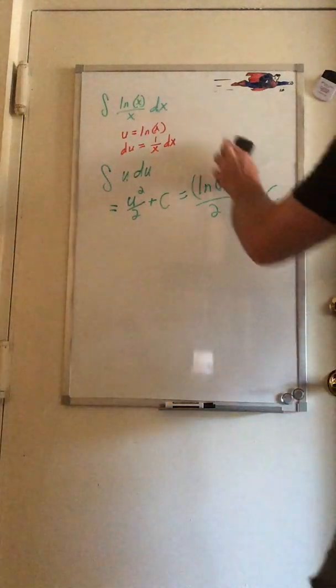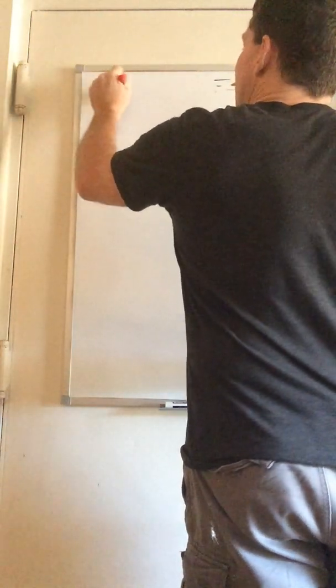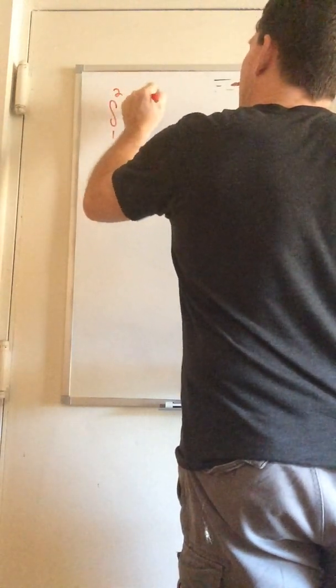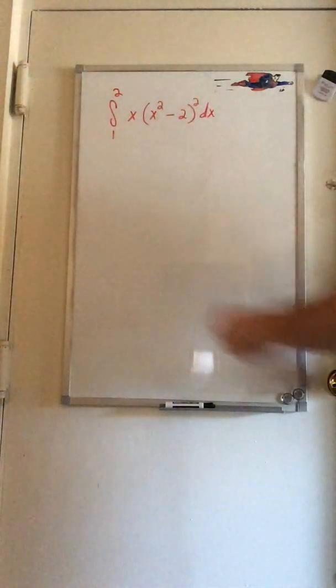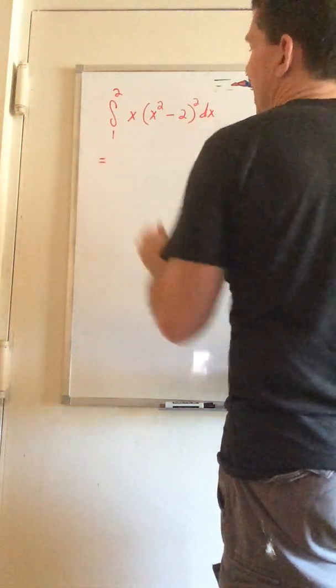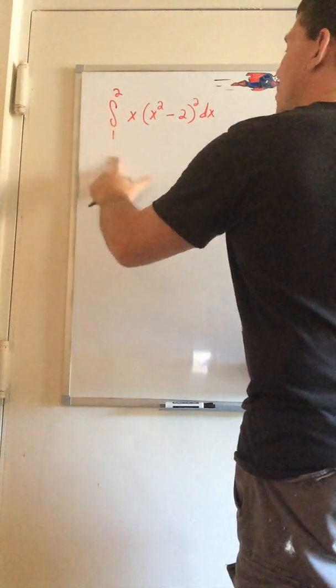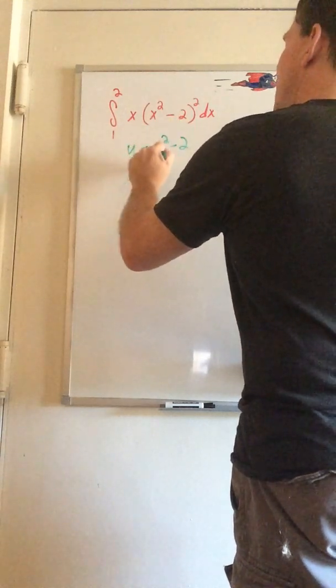Okay, good. The other thing I wanted to go over: so far we've only looked at indefinite integrals with u substitution. We want to do definite ones too, but it's pretty straightforward. Suppose I have the integral from 1 to 2 of x times x squared minus 2, quantity squared, dx. So I'm going to do u substitution here. The inside of the parentheses will be my u. So u is x squared minus 2. Du is 2x dx.